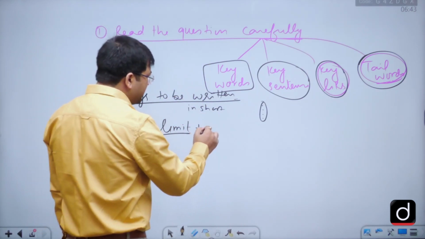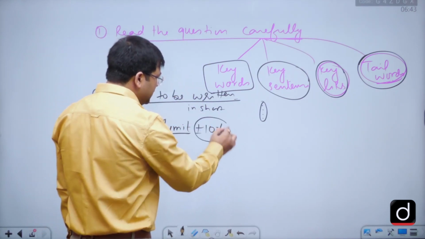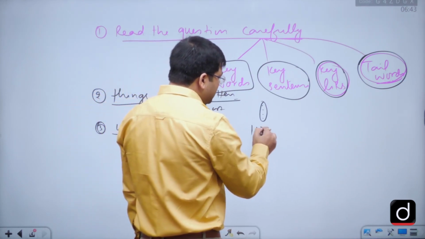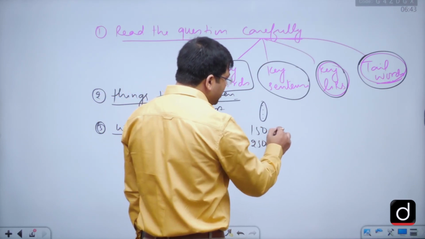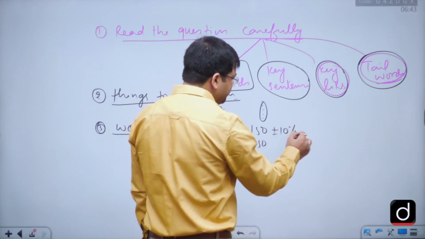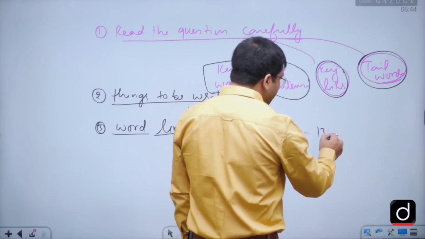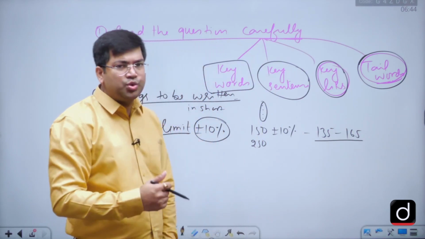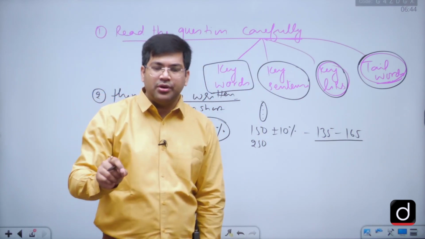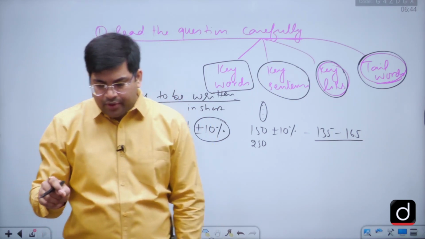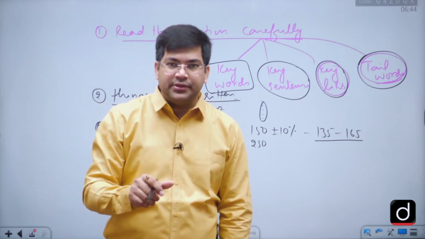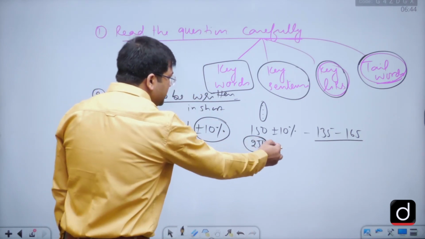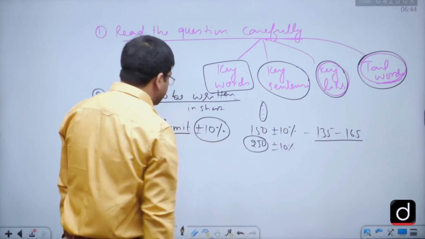Word limit plus minus 10% is okay. If you are asked to write an answer in 150 words or 250 words, then plus minus 10% means it can be 135 or it can be 165. It is not so important that the examiner is going to count each and every word of your answer, right? Similarly for this, 250 words plus and minus 10% will work.